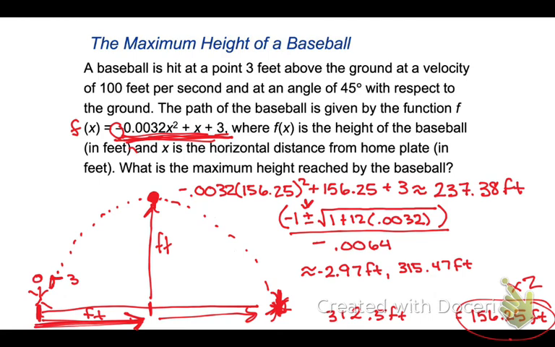So our domain is actually, if I put parentheses around here, it'd be 0 to 315.47. That's our domain, isn't it? Because we can't have a ball go back behind us.